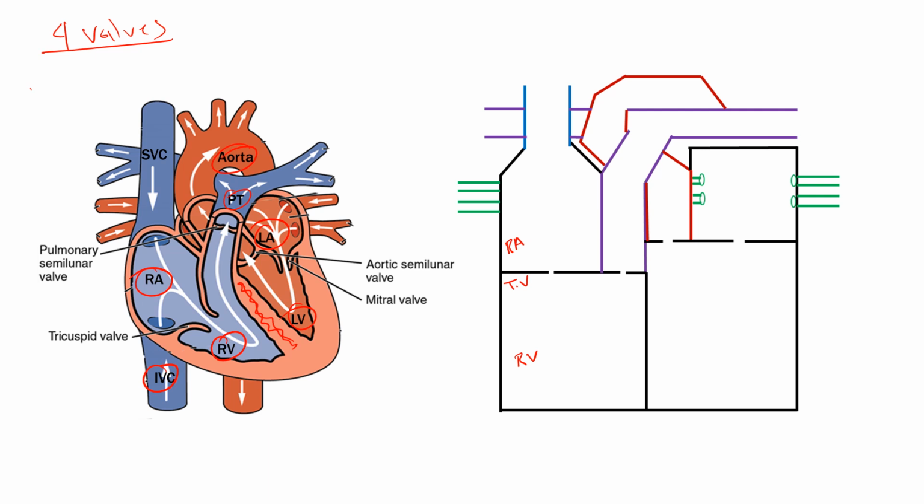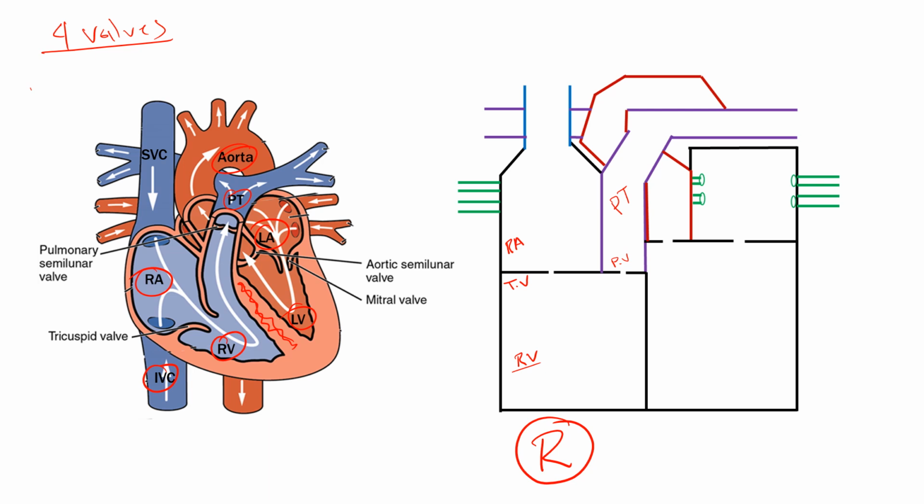Now, in the ventricle, there is another valve. This other valve that communicates the ventricle with the pulmonary trunk is called the pulmonic or pulmonary valve. It's kind of the same thing. Pulmonic or pulmonary valve. I'm just showing you the right side of the heart.